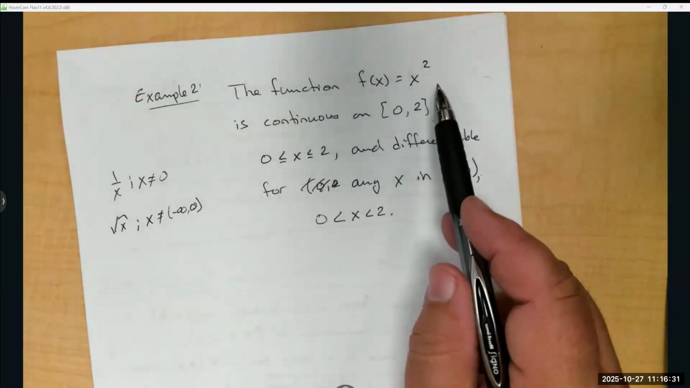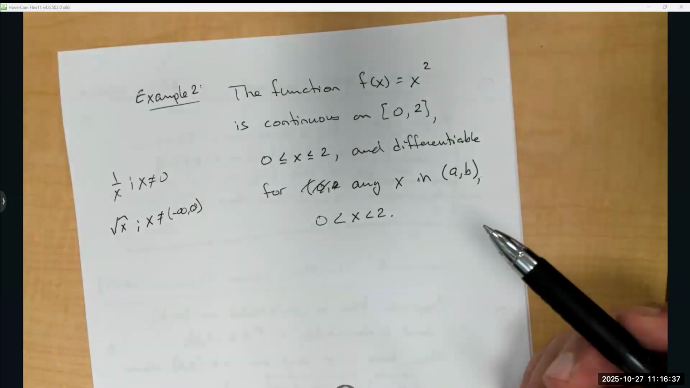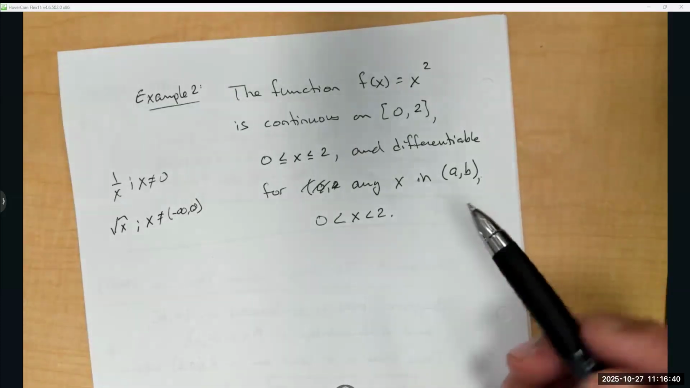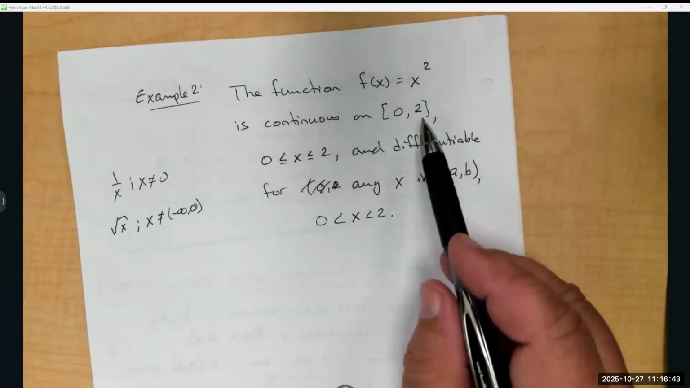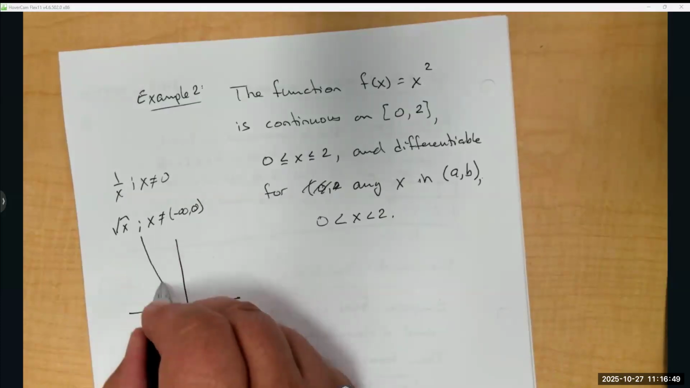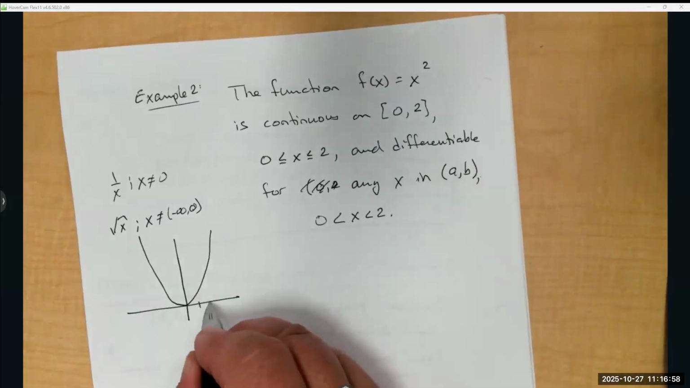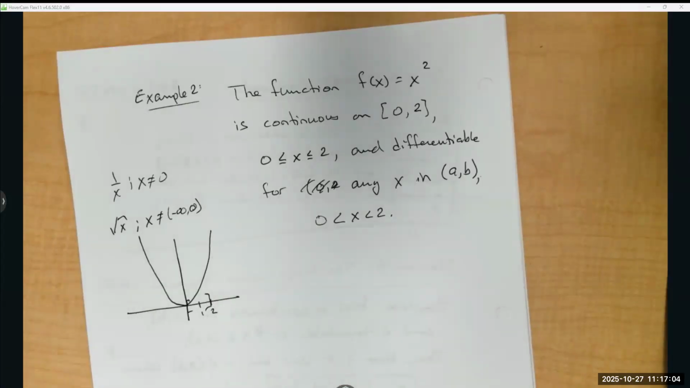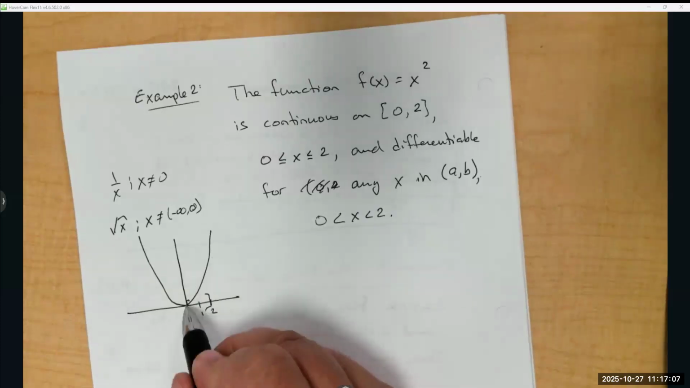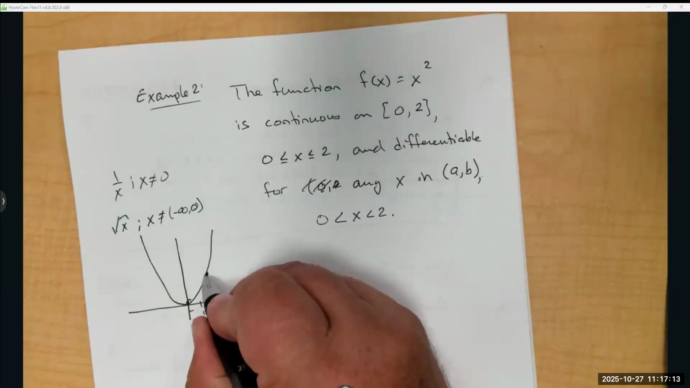So x squared, does it have any x values that are not defined? No, it's continuous between negative infinity and positive infinity. So it's continuous on this closed interval. If we do the graph of this one, the graph of x squared looks like this. It's a parabola. All we want though is from 0 to 2. We want this closed interval. Is it differentiable inside there? Yes, because it's continuous. We want this value, and where's that? That value.